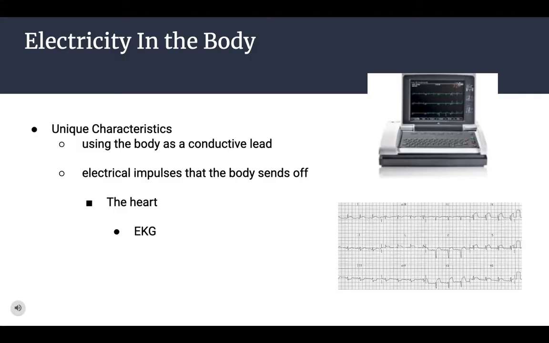Many unique characteristics have been investigated in various studies in human-computer interaction and related research fields. Such studies include applications for using the body as a conductive lead for transmission or electrical field sensing and activating human muscles or organs. One of these unique effects of electrical impulses that the body sends off is from the heart. The rhythm of our heartbeat is controlled by electrical impulses.